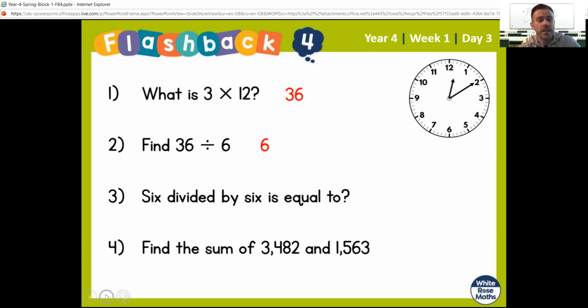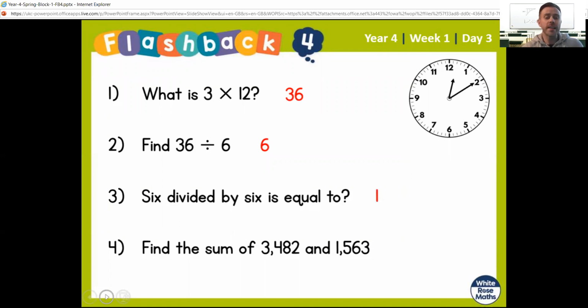Next up, number 3, 6 divided by 6. So we're using our answer again. 6 divided by 6 is equal to, it's just 1. If you had 6 cakes and you gave them out equally to 6 different people, they'd all get 1 cake, wouldn't they? Dead easy, that one.